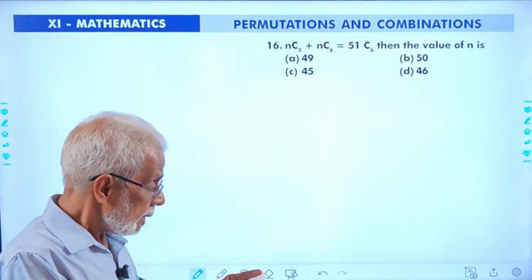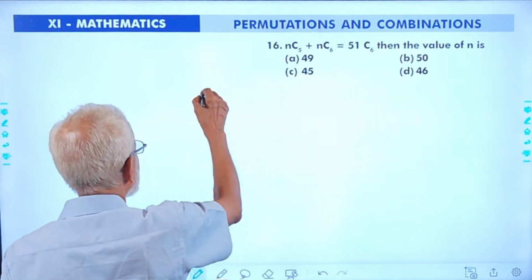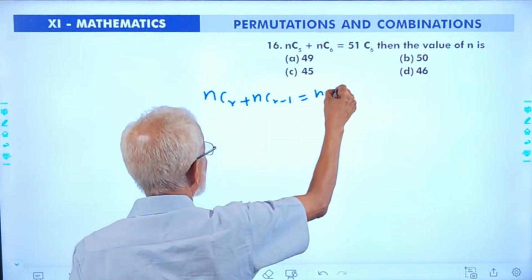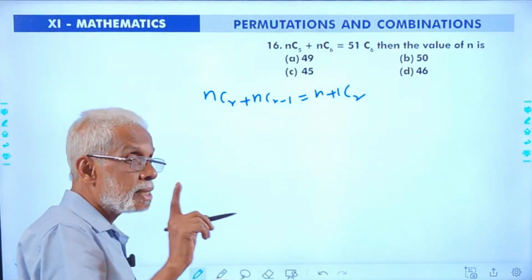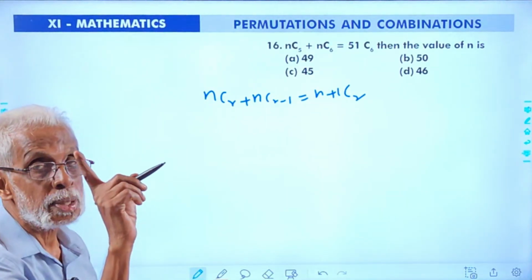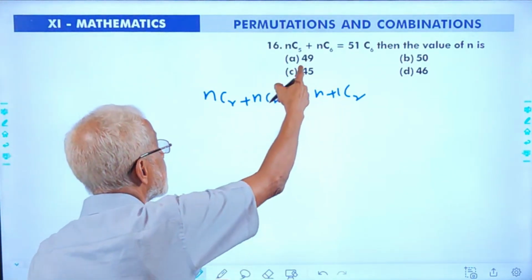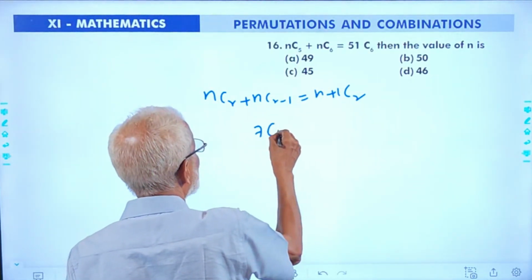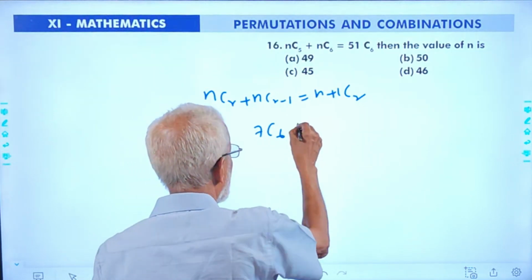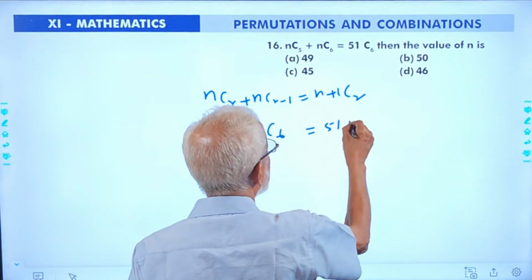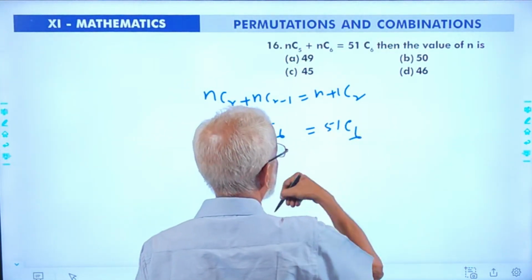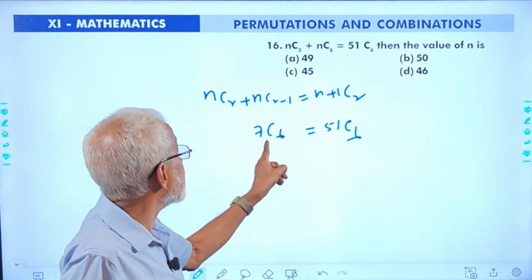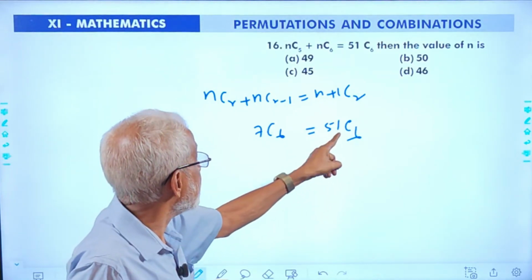Okay. Listen, nCr plus nCr minus 1 is always n plus 1 Cr. Then nC6 plus nC5 can be written as n plus 1 C6, which equals 51C6. Therefore, nC5 plus nC6 = (n+1)C6 equals 51C6.